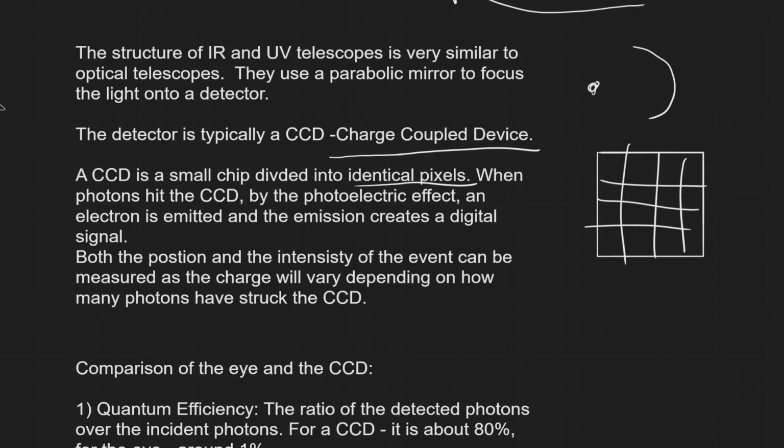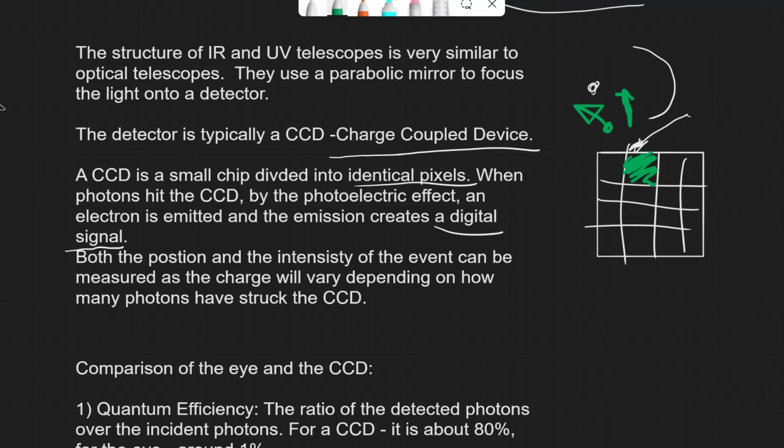So if a photon strikes a pixel, then that means that an electron is emitted from there. Now, if it's emitted, this would change the charge of this pixel, and this is by the photoelectric effect, by the way, and this will essentially be creating a digital signal. From that, you can infer both the position and the actual intensity.